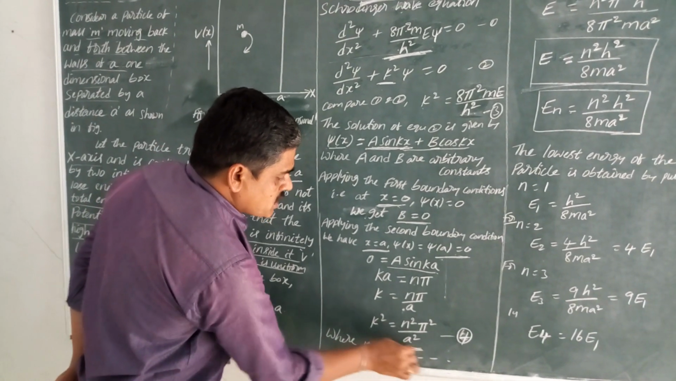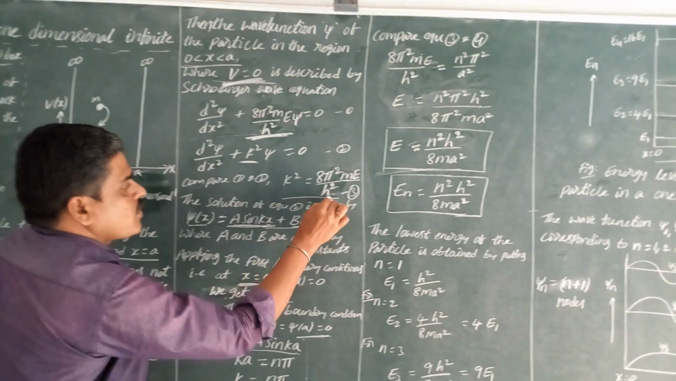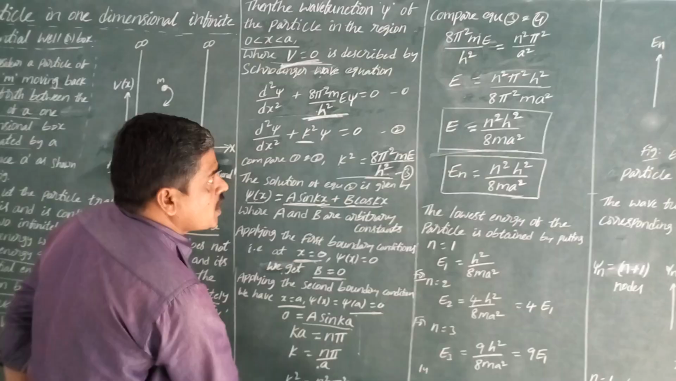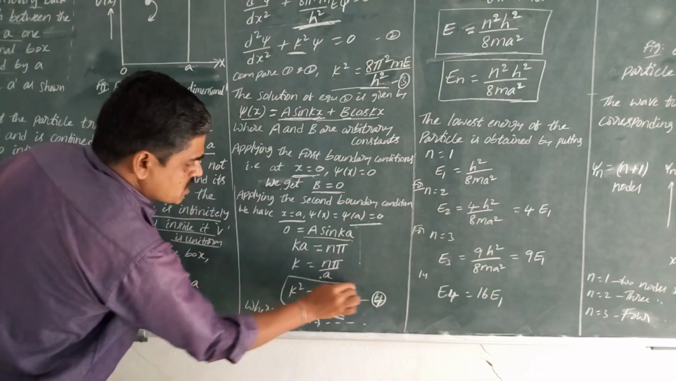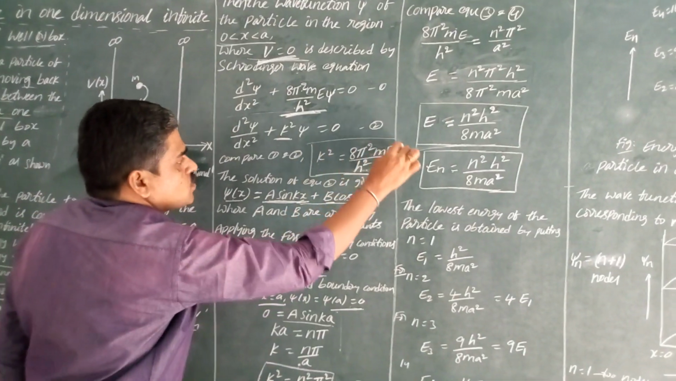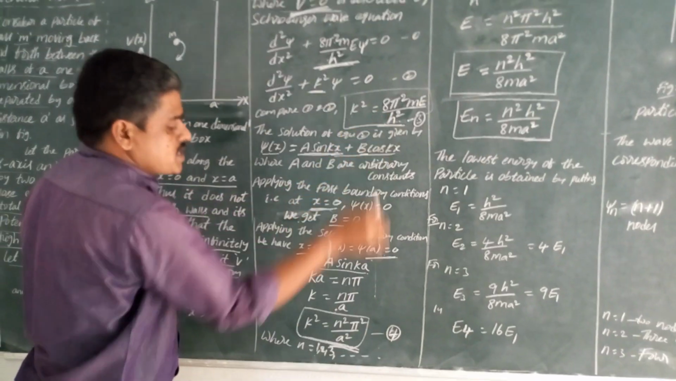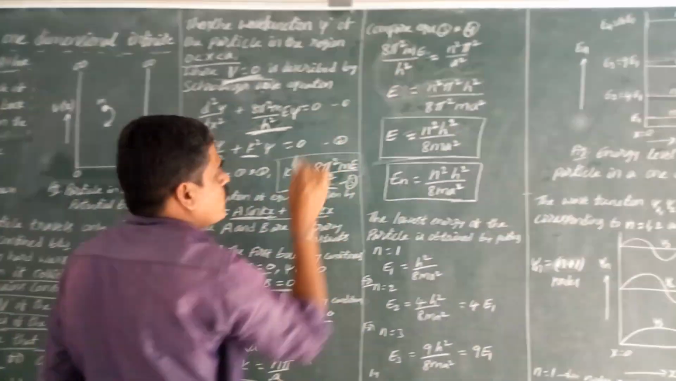We can take this k square value and this k square value. Comparing equations 3 and 4, both have k square, this k square value and this k square value.